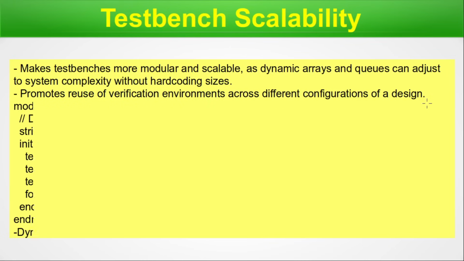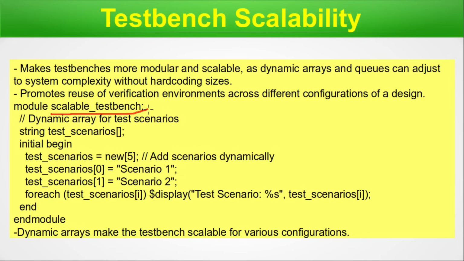Let us see some examples. Here the module name is scalable testbench, and here we have a dynamic array for test scenarios. We have a string array of test scenarios. We have the initial begin here. Then we allocate the memory dynamically, here the test scenarios with new of 5. So for index 0 we define scenario 1, and for index 1 we have scenario 2, as this is of string type. Next we use the foreach loop to iterate over the test scenarios and print all the data within it. And here we end the initial block and end the module.